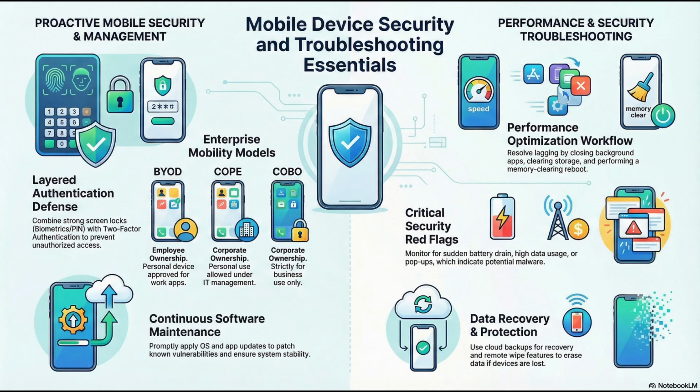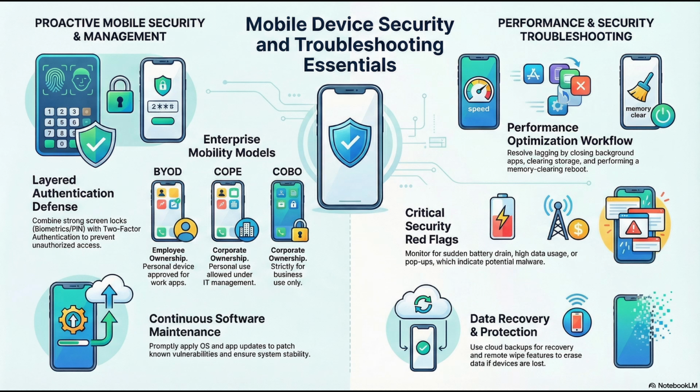Then you have COBO. Corporate-owned, business only. This is the strictest model. This is the device the FedEx driver hands you to sign for a package. It belongs to the company, and it does one thing. You cannot install Angry Birds on it. You cannot check your personal Gmail. It's a tool, not a toy.